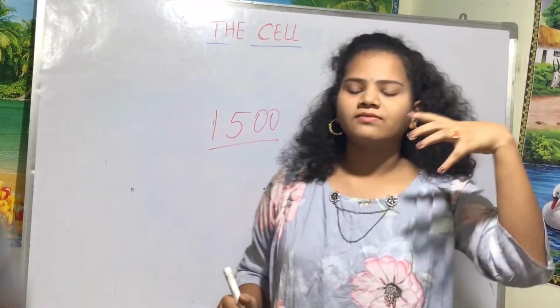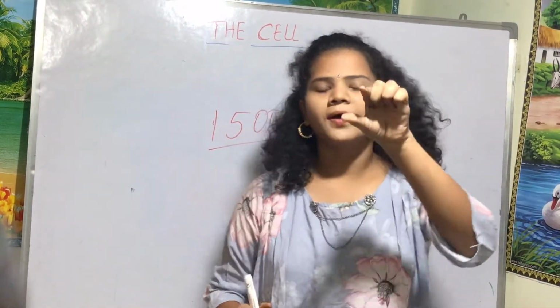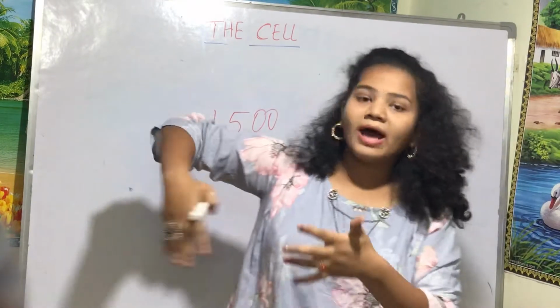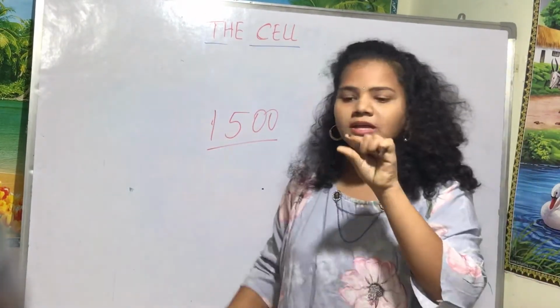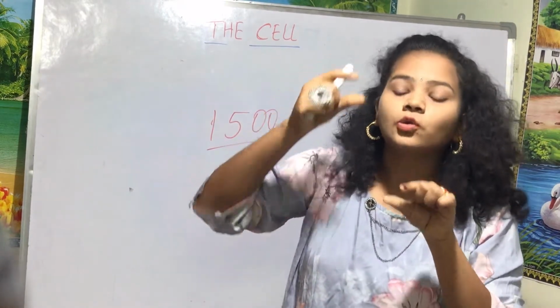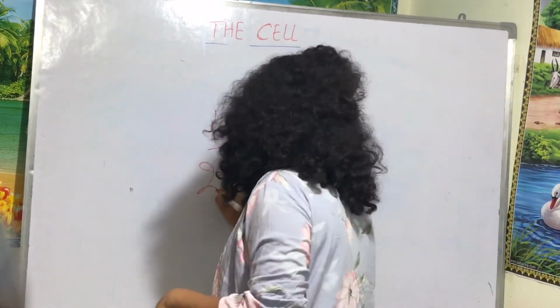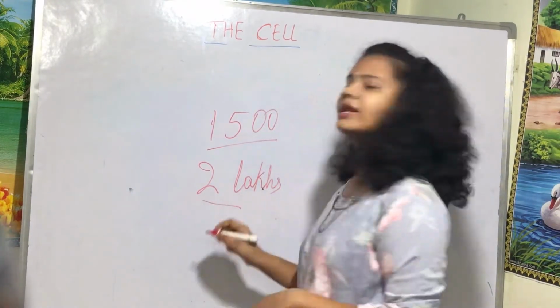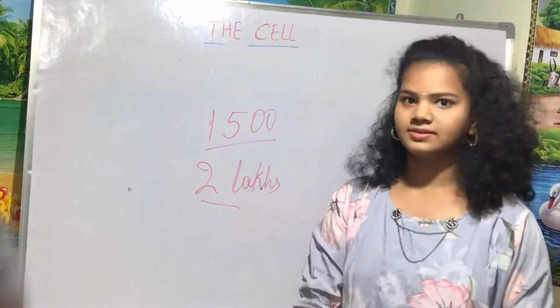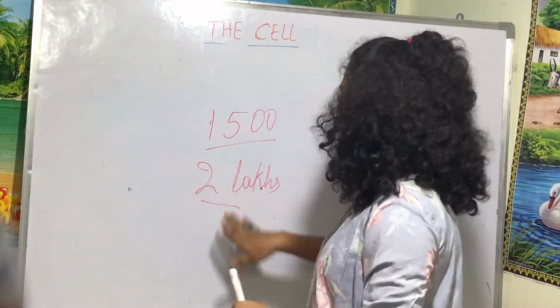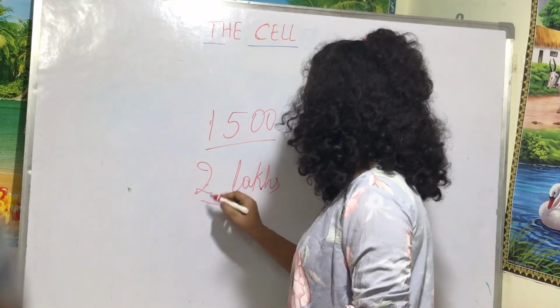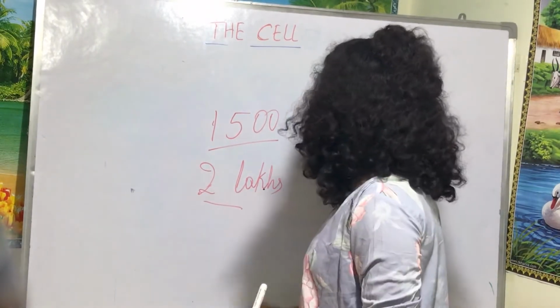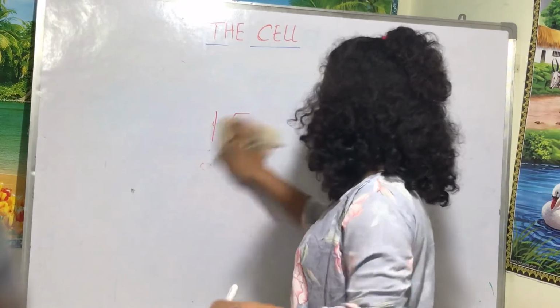And when we come to the electron microscope, it is made up of advanced lenses, and we can see into it 2 lakh times, guys. Not 1 time or 2 times, but 2 lakh times its original size. Alright, so this is how we can see with the electron microscope and the compound microscope.